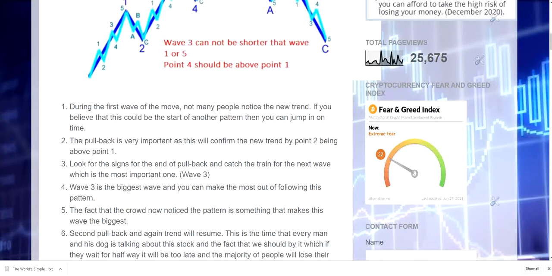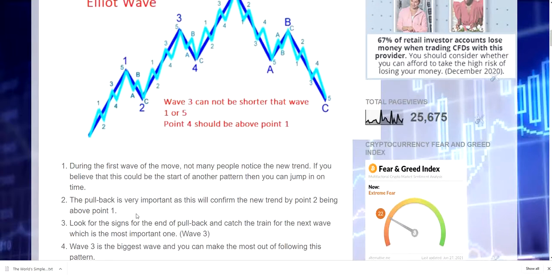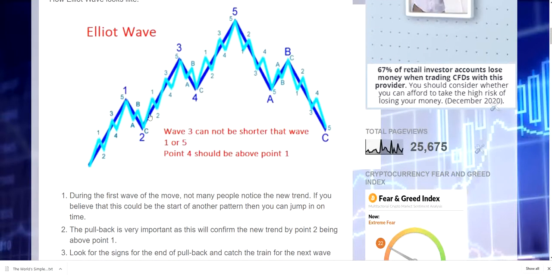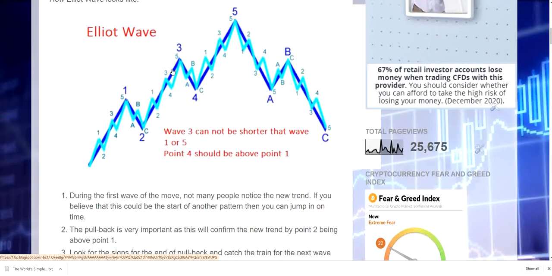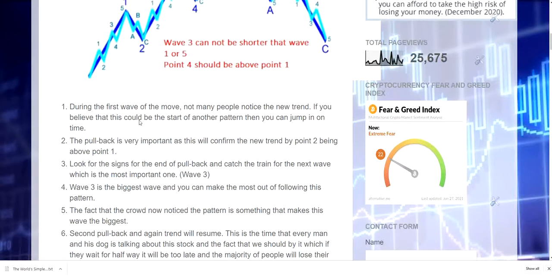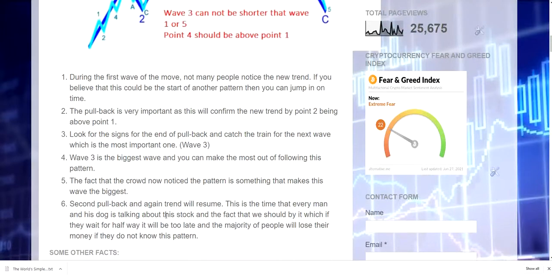The fact that the crowd now notices the pattern is something real that makes this wave bigger. People notice, oh yeah, now we are in an uptrend, so they start following the trend. They start jumping in. That's something that helps this wave get bigger and bigger. So the crowd is moving that way. Then a second pullback, and again the trend will resume after the end of the pullback.